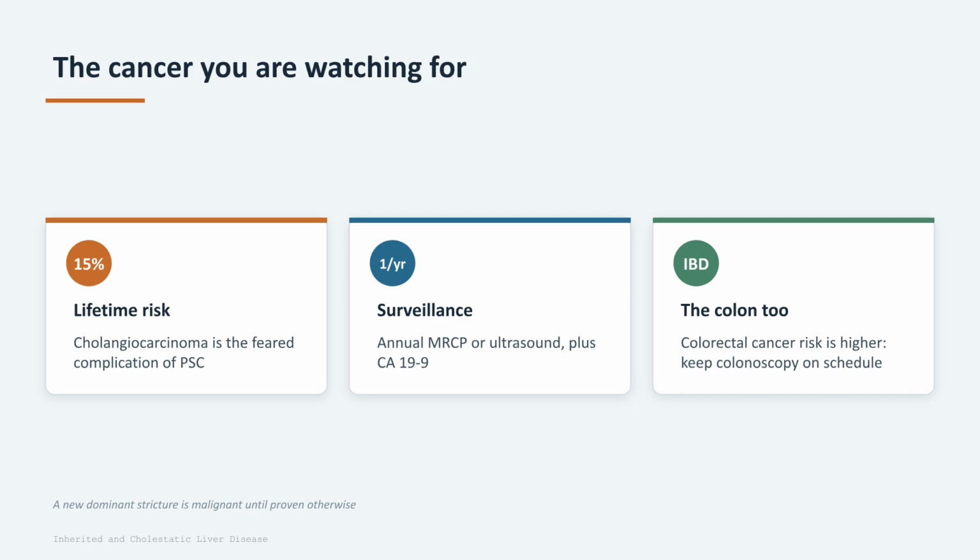And do not forget the colon. Patients who also have inflammatory bowel disease carry a higher colorectal cancer risk, so surveillance colonoscopy has to stay on schedule. One more rule. If a new dominant stricture appears, treat it as malignant until it is proven otherwise.